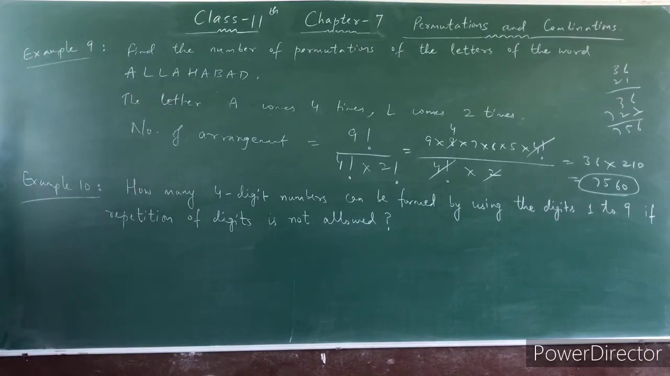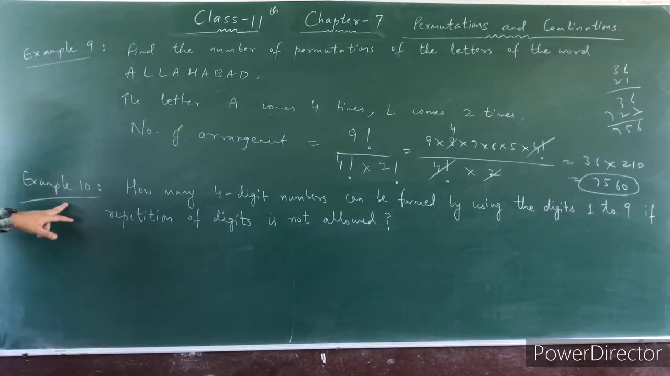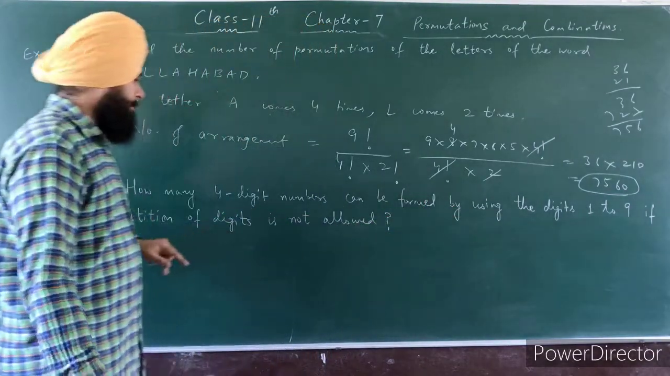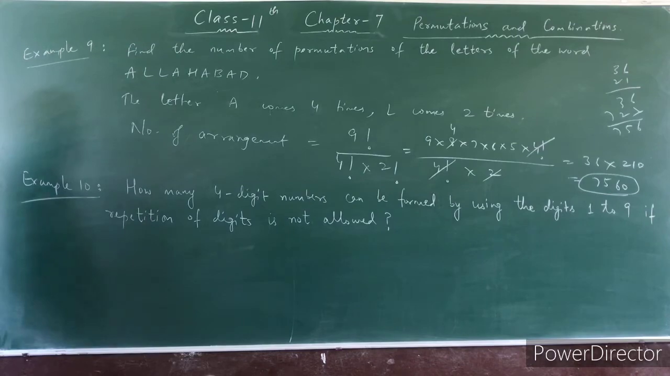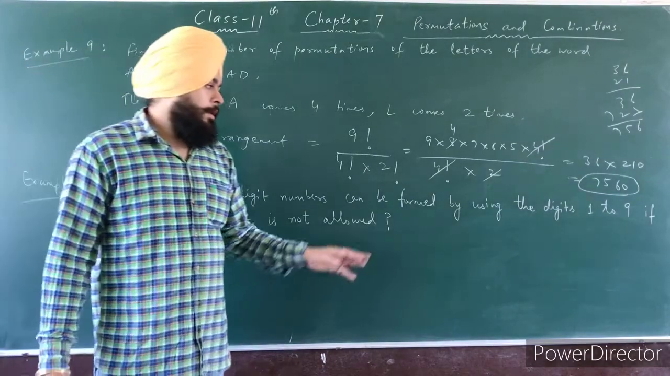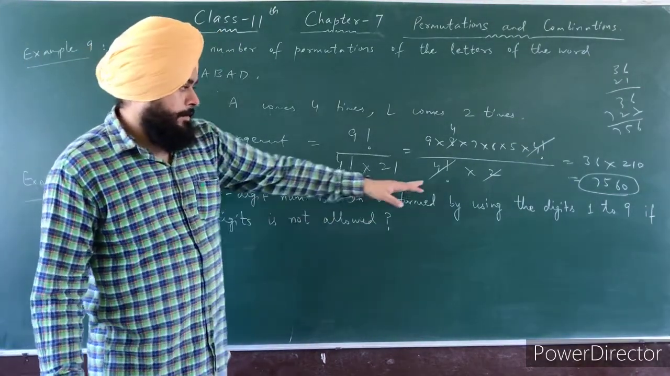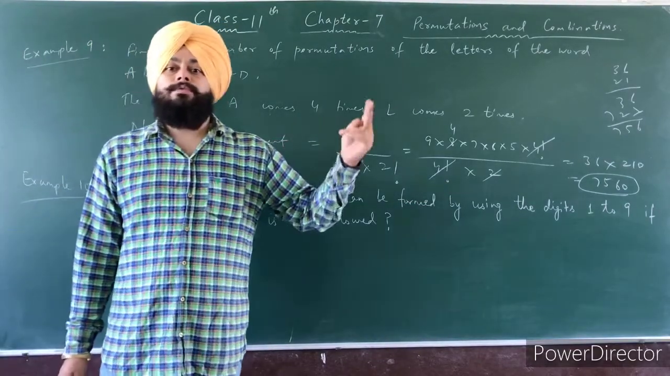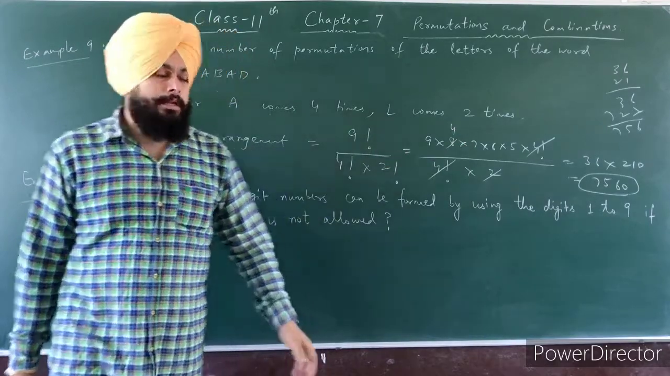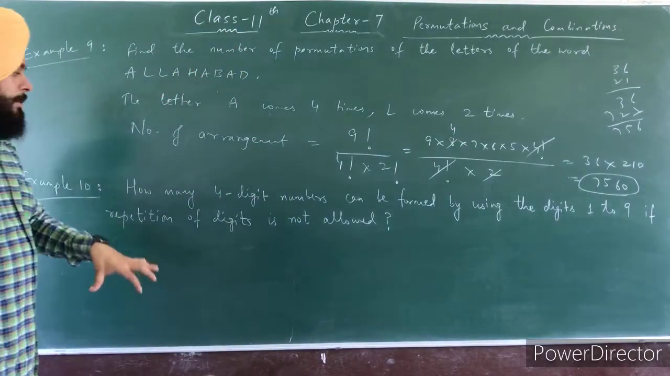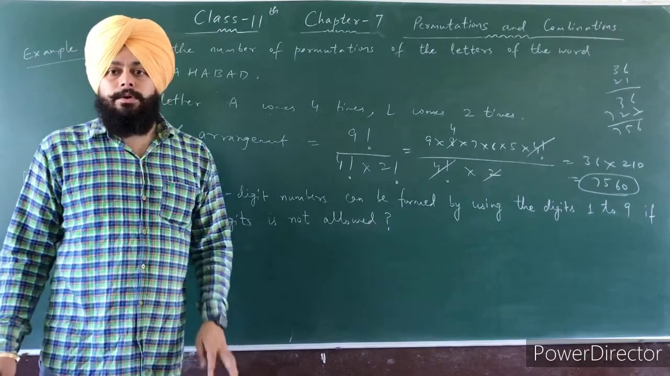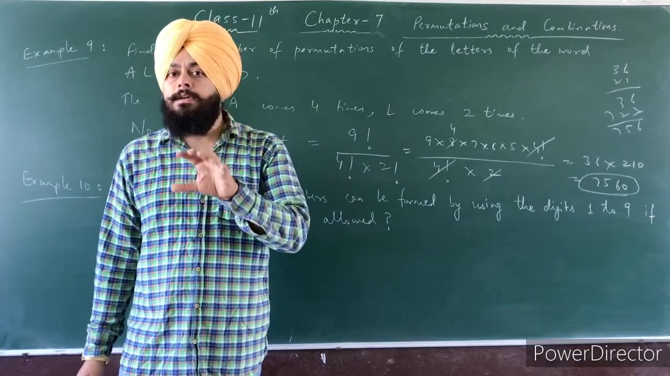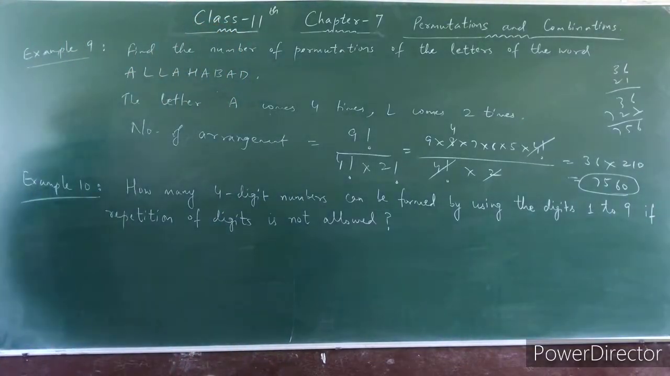Alright. Next is example number 10. How many 4-digit numbers can be formed by using the digits 1 to 9 if the repetition of digits is not allowed? So there are total digits 1 to 9. There are total how many numbers? 9 numbers. 1, 2, 3, 4, 5, 6, 7, 8, 9. Clear? And we have to form a number having 4 digits. It means there are total 9 objects, but we have to take only 4 objects at a time. So you can use permutation here.